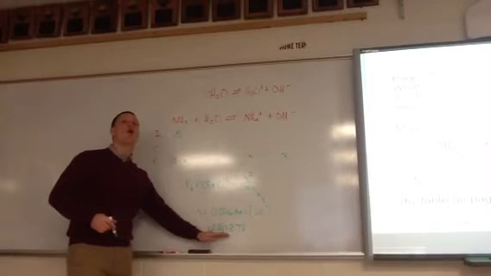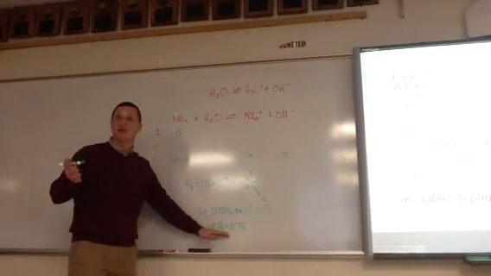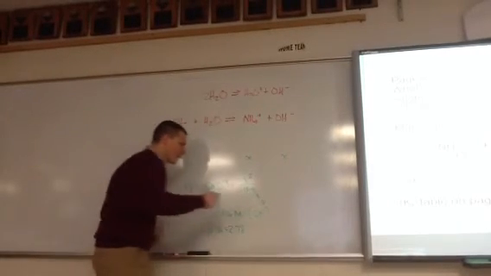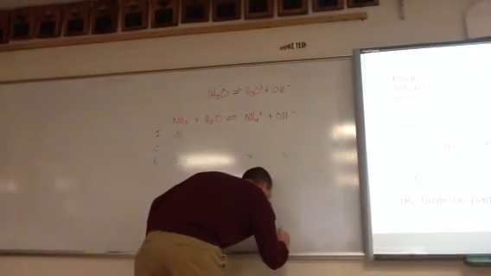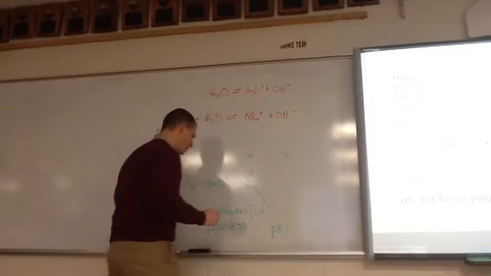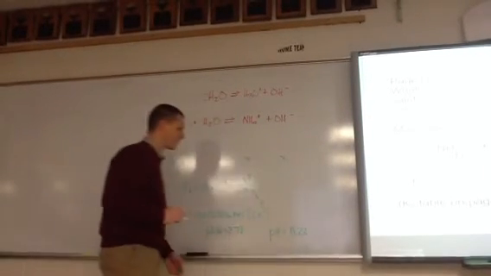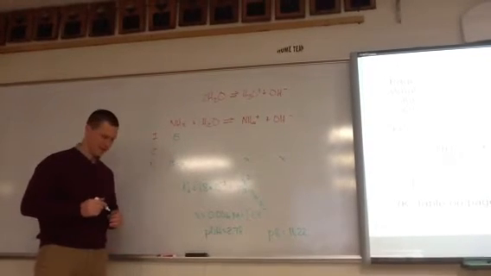Now, that's the pOH. The question is, what's the pH? So don't forget you have one more step. You've got to subtract from 14. So pH equals 14 minus this number, which is 11.22.